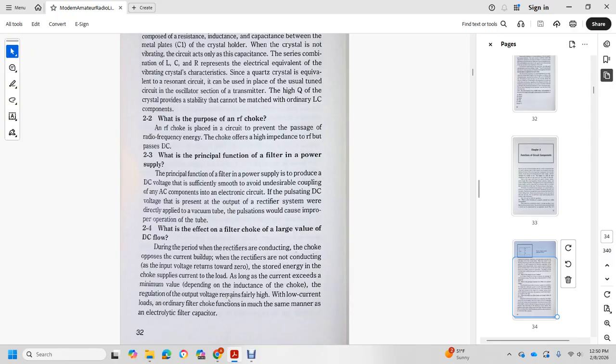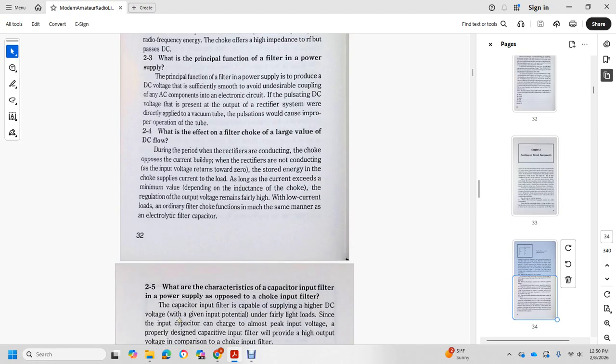2-4. What is the effect of the filter choke? It allows a large value of DC flow. During the period when the rectifier is conducting, the choke opposes the current buildup. When the rectifier is not conducting and the input returns toward zero, the stored energy of the choke supplies the load current, as long as the current exceeds the minimum value, which depends on the inductance of the choke. The regulation keeps the output voltage fairly high with low current loads. An ordinary filter choke functions in much the same manner as an electrolytic filter capacitor.